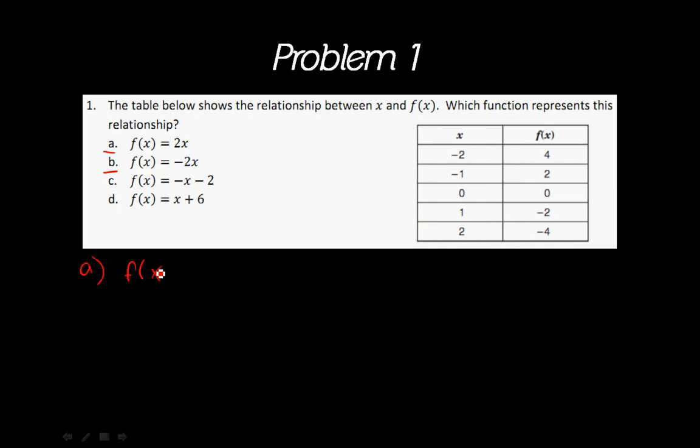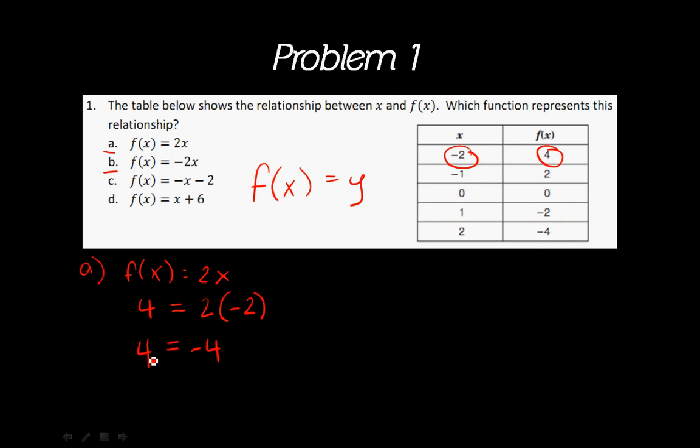We have f of x equals 2x. F of x, of course, is the same thing as saying y. It's just written with a different notation. And so the first one that I'm going to use is that 4 for the f of x or the y. And then it's going to be 2 times negative 2. Make sure that you're using parentheses so you don't make any mistakes. So 2 times negative 2 is negative 4. And 4 and negative 4 are not the same number.